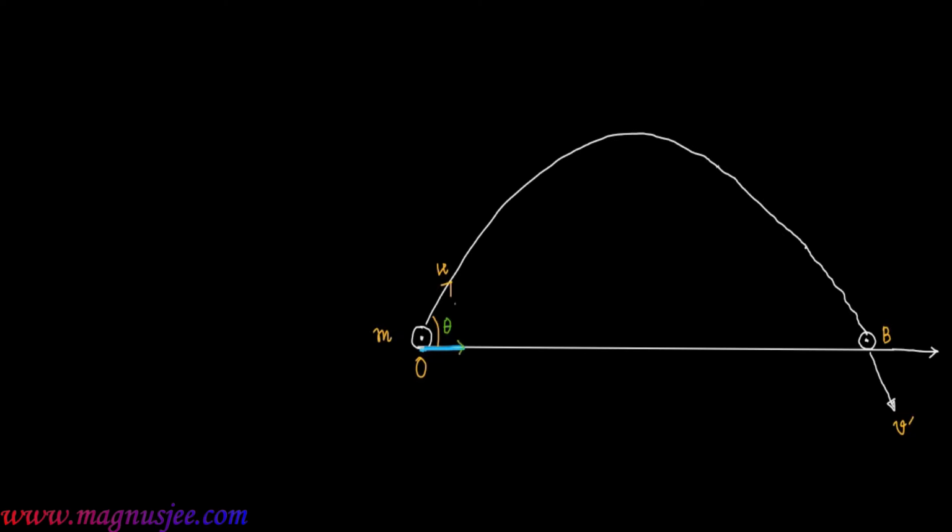Now we can resolve the initial velocity u into two rectangular components. Ux is equal to u cos theta, which is the horizontal component of velocity. Uy is equal to u sin theta, which is the vertical component or rectangular component of initial velocity u in the vertical direction.